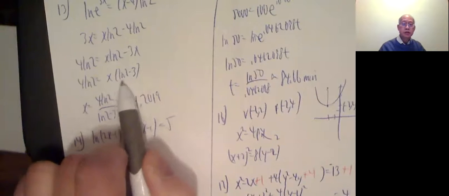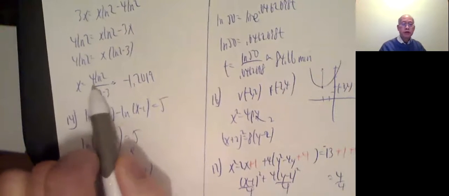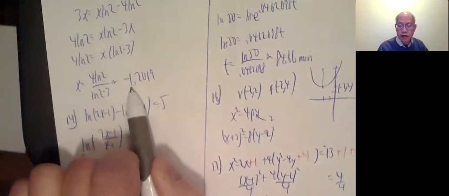Factor out the x. This is ln 2 minus 3. Divide both sides by ln 2 minus 3. So x is 4 ln 2 divided by ln 2 minus 3. It's approximately negative 1.2019.